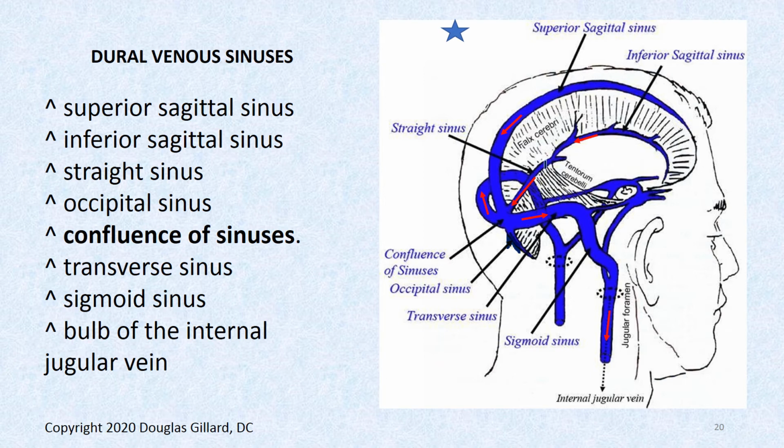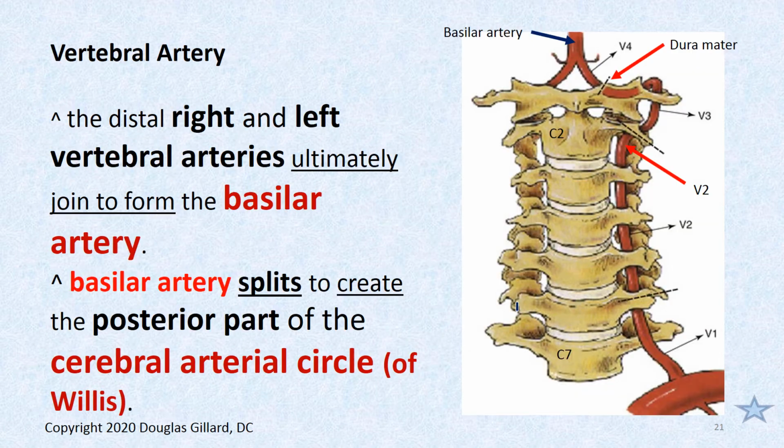That dumps into another sinus that is made by the meeting of the falx cerebri and the tentorium cerebelli. And that's called the straight sinus, and that also drains into the party house here, the confluence of sinuses. So listen to that again. I know that's always confusing.